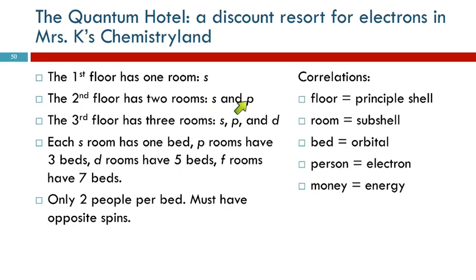And these are different types of rooms. The S room has 1 bed in it. P rooms have 3 beds in them. D rooms have 5 beds. F rooms have 7 beds. Weird hotel, 7 beds in 1 room. And there's a very strongly enforced rule, only 2 people per bed, and you have to have opposite spins.